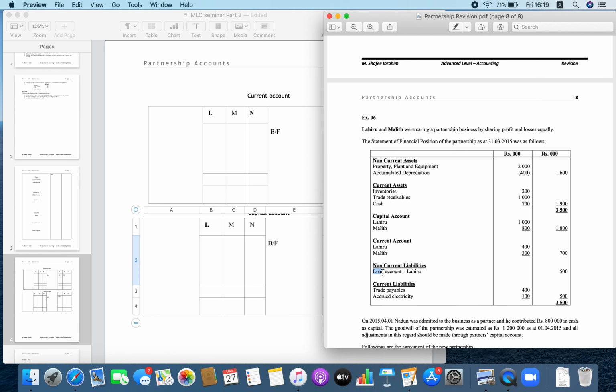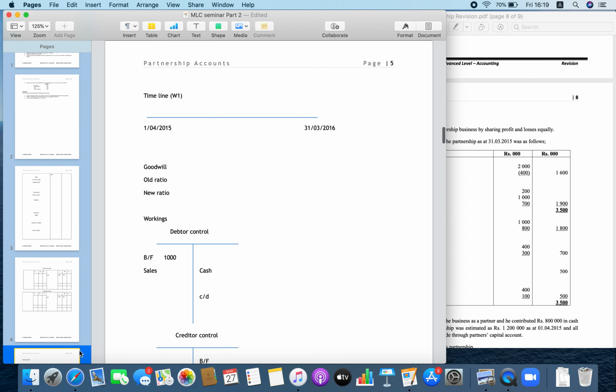We have a loan account given by Lahiru. Lahiru is an existing partner and he has given us a loan. Please keep in mind, put a star and keep, we'll come back to that later. Current liabilities: trade payable and accrued electricity. This one, I want you to go and mark as brought forward in your T accounts.